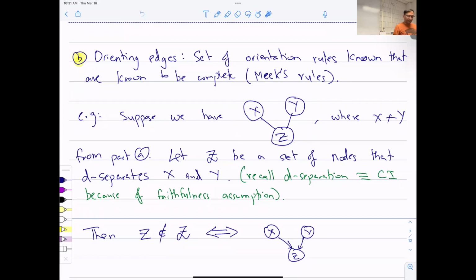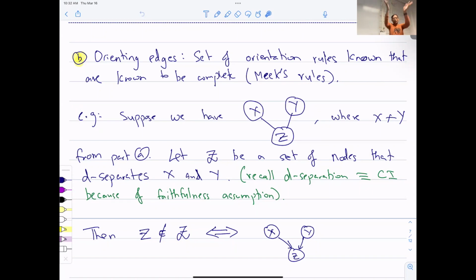Let Z be a set of nodes that d-separate X and Y. If this node Z is not in that set, that means this must be the collider, because conditioning on a collider makes them dependent. So you can use your CI test, along with these properties, to find colliders. And once you have colliders, you can reason about some of the other edges as well.